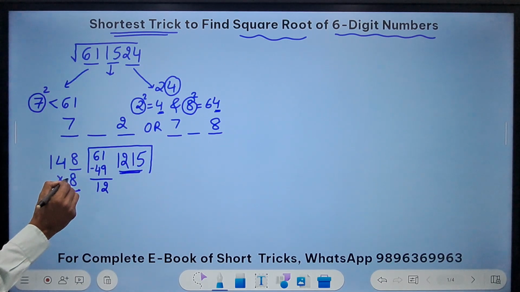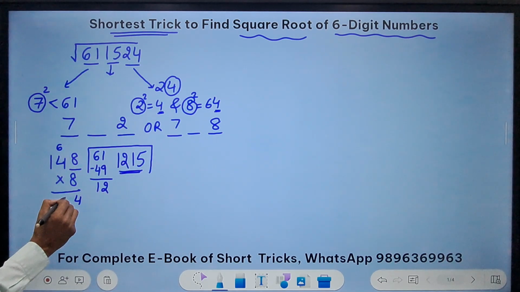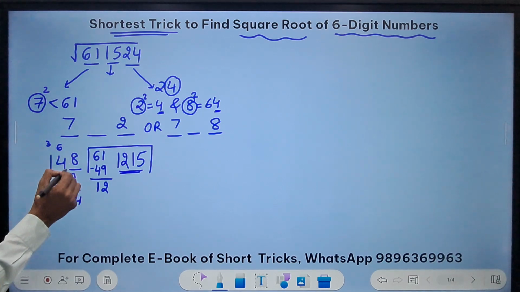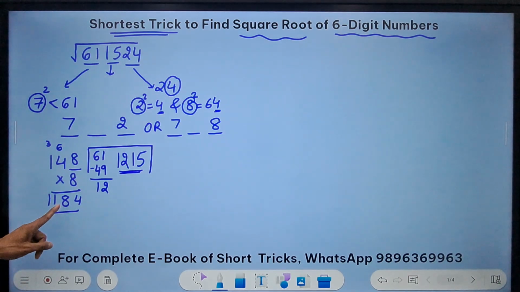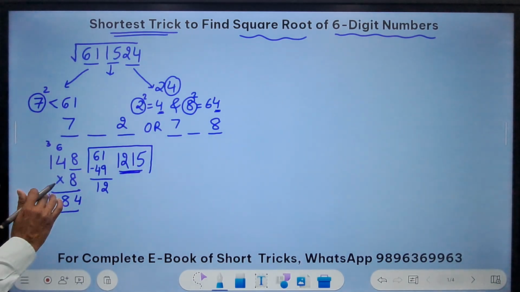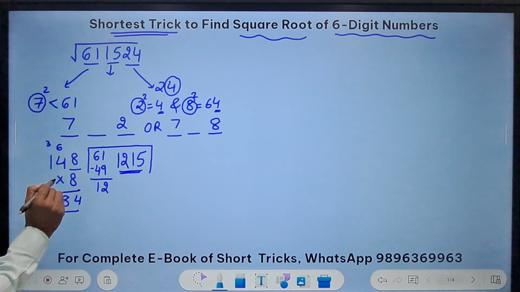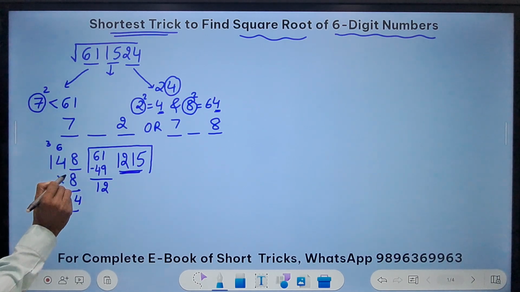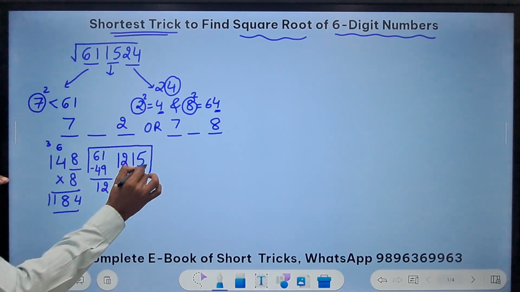So how much is this? 8 times 8 is 64, so 6, 32, 38, 8 and a 3, so 8 plus 3, 11. See, 1184 is closest to 1215. You need to select this number accordingly, right? So it can be 141 times 1 or 142 times 2 or 143 times 3. So you have to try and get closest to this number 1215.